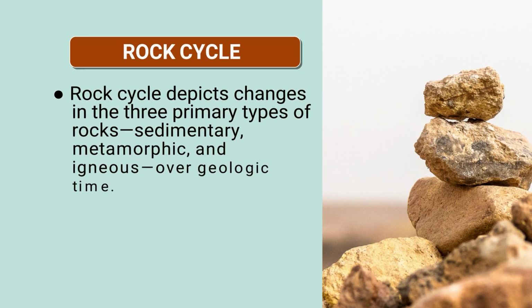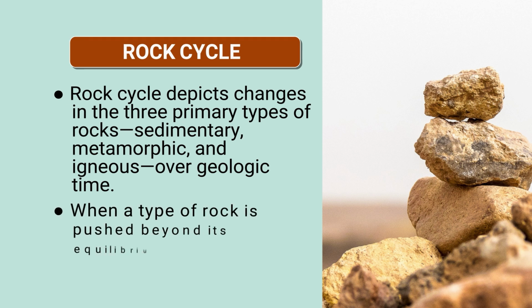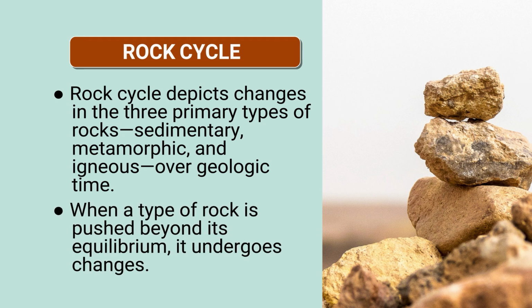Now the rock cycle depicts changes in the way the three types of rocks, sedimentary, metamorphic and igneous, change over geological time. When a rock type is pushed beyond its equilibrium, it undergoes changes. In a simple way, the rock tries to adjust itself to the new environment, changed physical and chemical conditions, and inside the rocks the minerals get altered in the process, giving rise to new or different rock types.